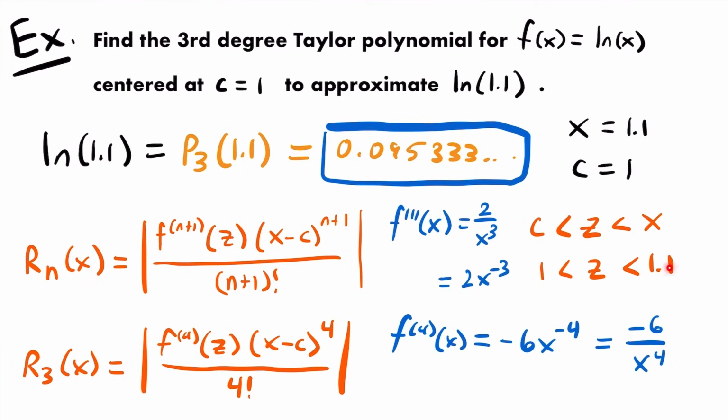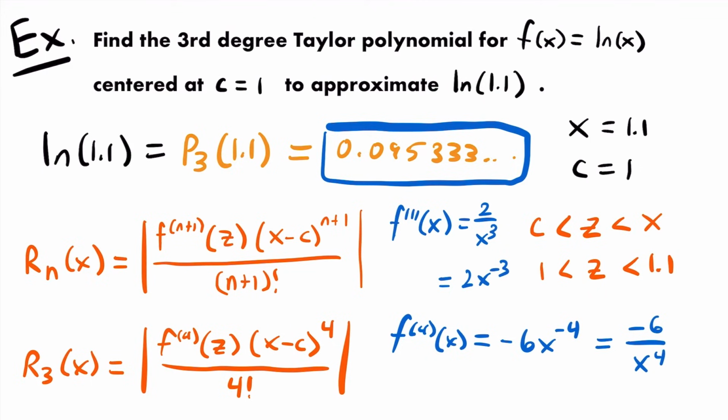Now 1.1 to the fourth power is going to be bigger than 1 to the fourth power, right? 1 to the fourth power is just 1, but 1.1 to the fourth power will be bigger than 1. And when your denominator gets bigger for a fraction, the value of that fraction gets smaller. So we don't want to use 1.1, we want to use 1. Because the smaller your denominator is, the larger the value of your fraction, which means that the value of our fourth derivative is also going to get bigger. So we want to use 1 for our value of z, not 1.1.